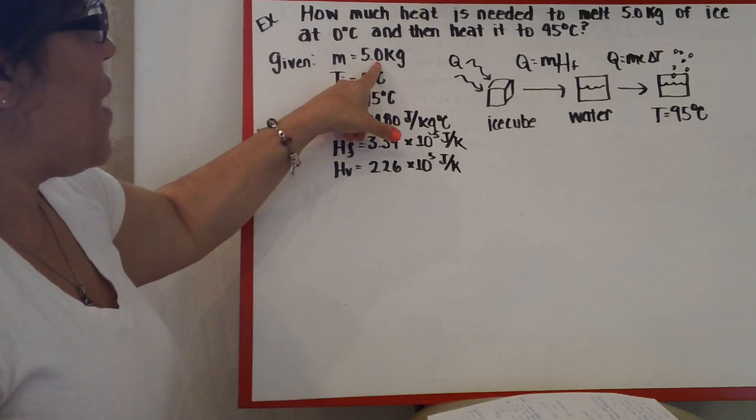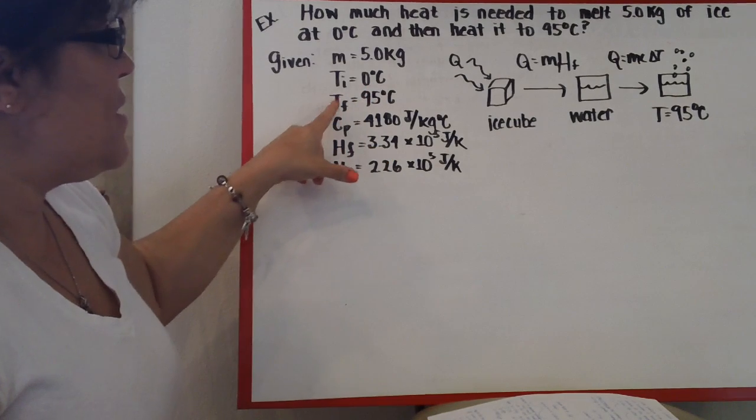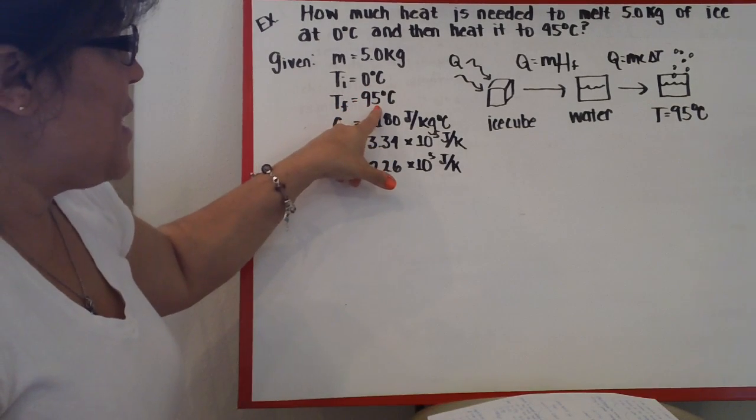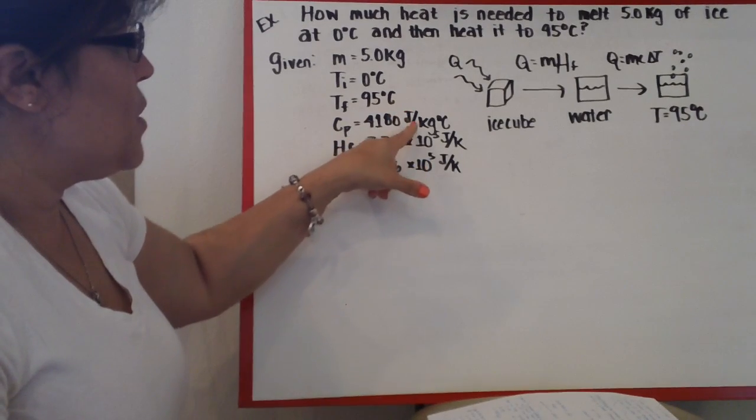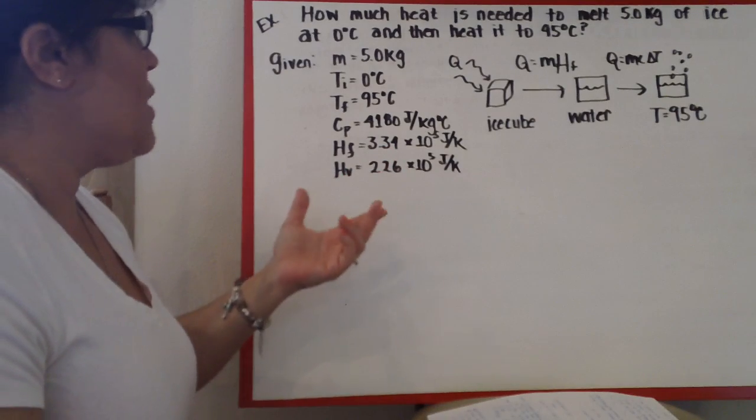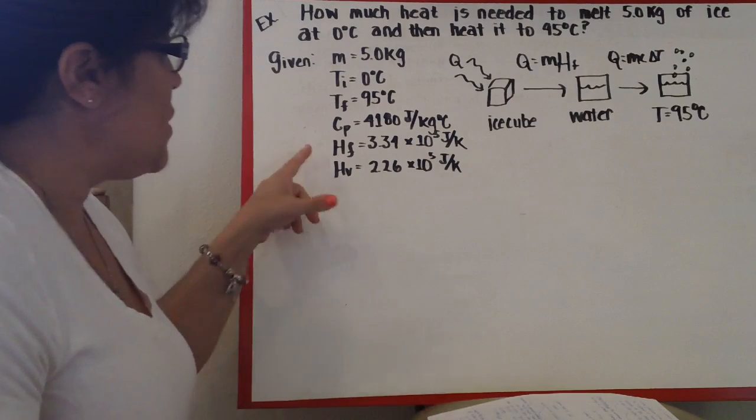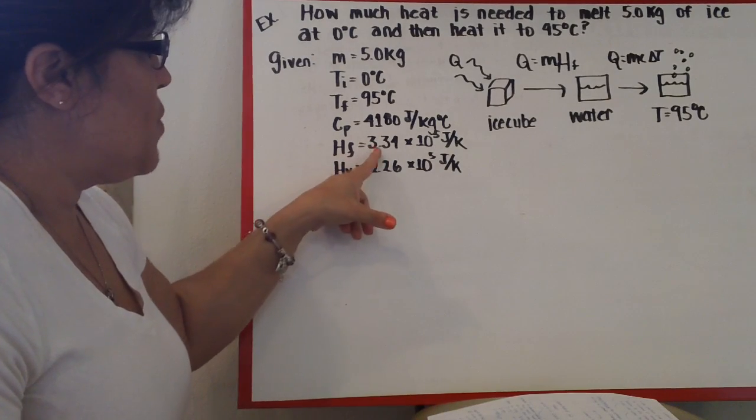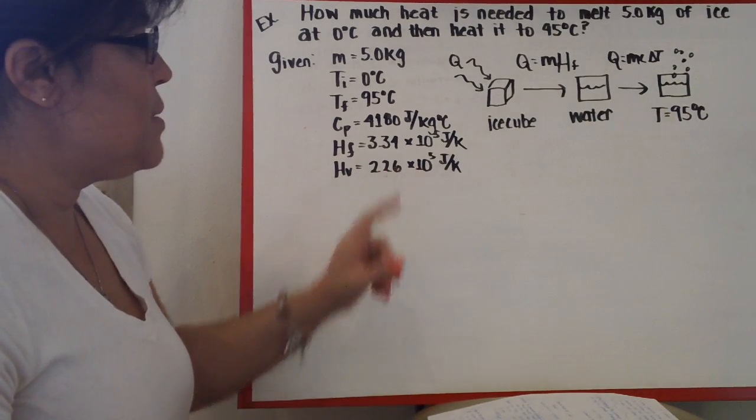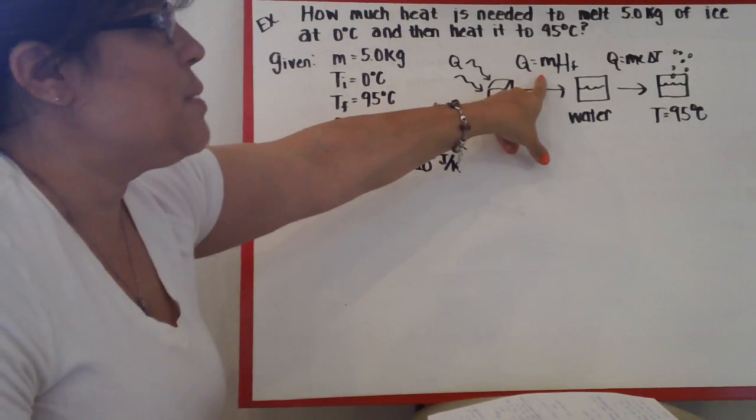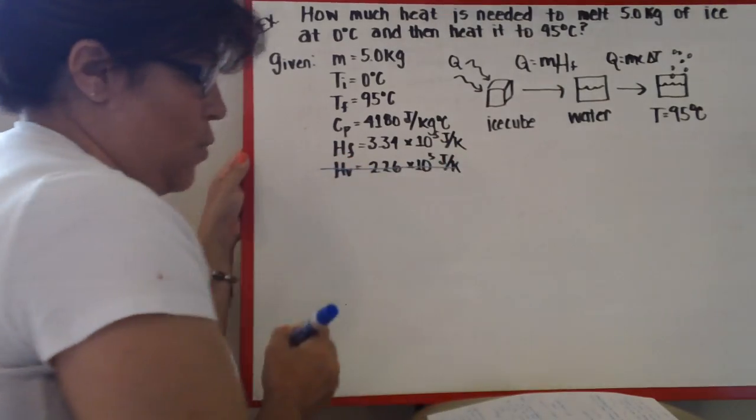So we have the mass is 5 kilograms of ice. The original temperature is 0 degrees, and then heat it to 95. We have the final is 95 degrees. The specific heat is 4180 joules per kilogram degree Celsius or Kelvin. We can use either one. And then these two come from the table in our textbook. So we have the latent heat of fusion is 3.34 times 10 to the 5th. The latent heat of vaporization, 2.26 times 10 to the 5th. Now we know we're only going to be dealing with fusion because the ice is only melting. So we're not even going to use this equation.